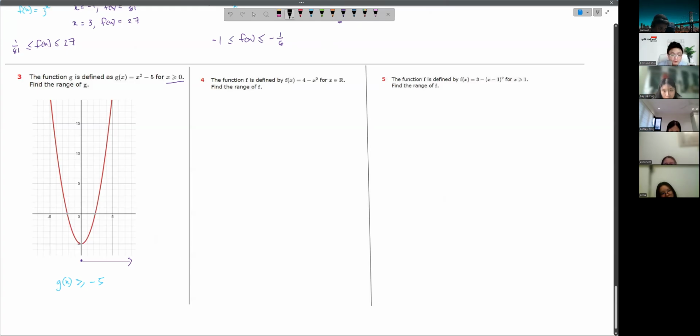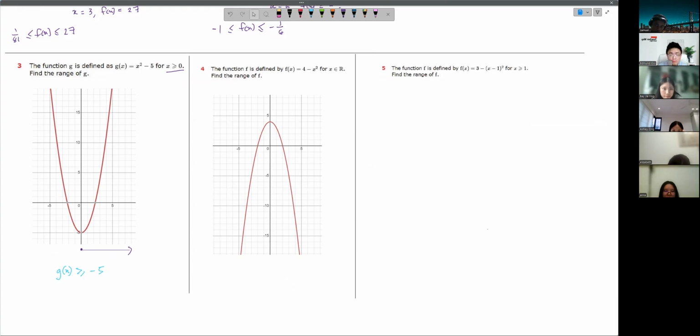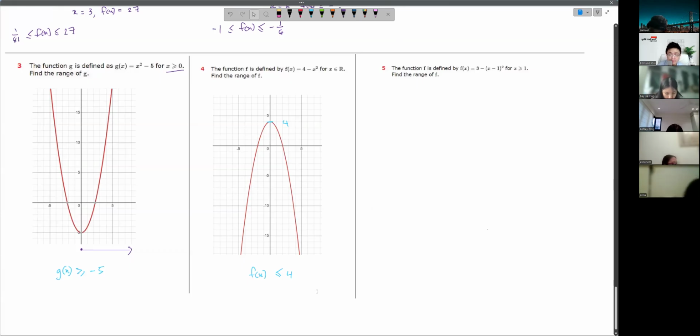So question 4, 4 minus x squared. So this is 4 minus x squared. And they say that the domain is all real numbers. So basically there are no restrictions, every value of x. So in this case, what is this point? This point is 4, right? So we can say that f(x) is smaller or equals to 4, because it doesn't go higher than this one. And this one will just keep going down indefinitely. There's no ending.